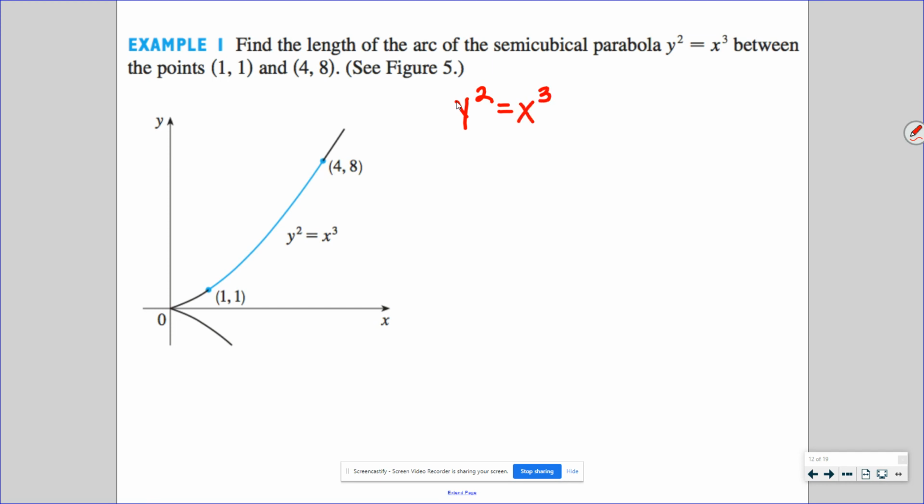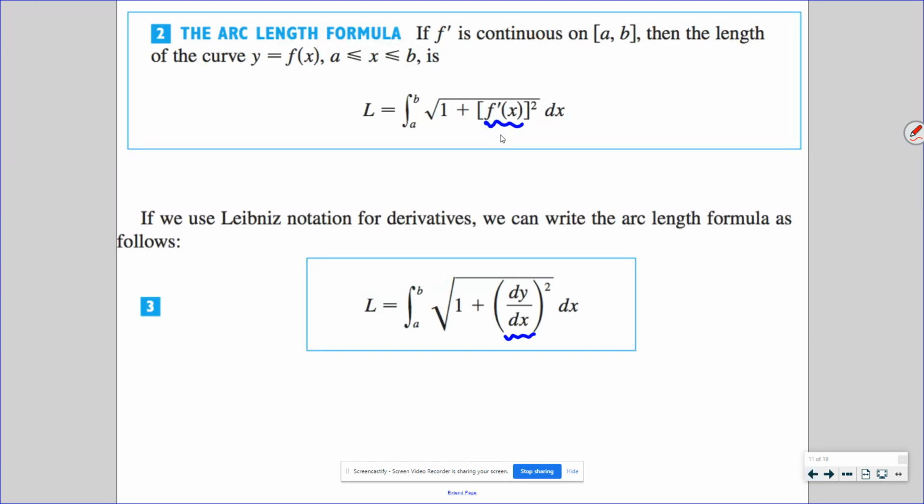So we have this, it's called a semi-cubical parabola, which is fun. And we are going to find the arc length from (1, 1) to (4, 8). So before I write an integral, I think the first thing I want to do is get this ready to plug into my arc length formula. And what I mean by that is finding f prime of x, or dy/dx.